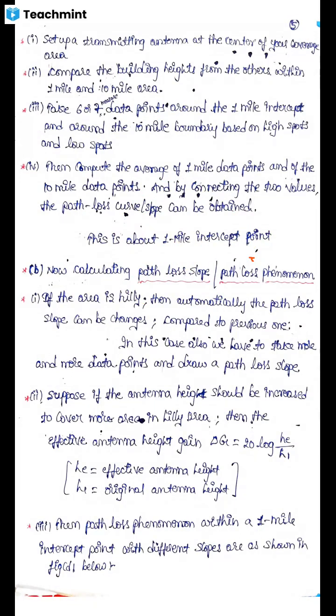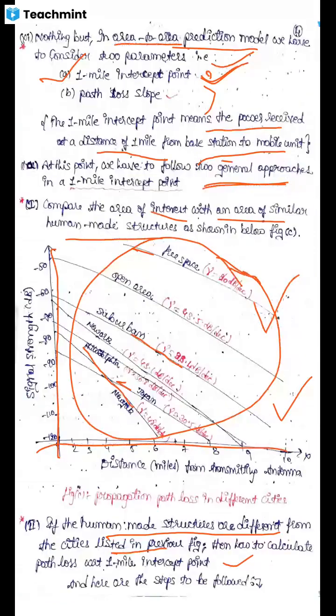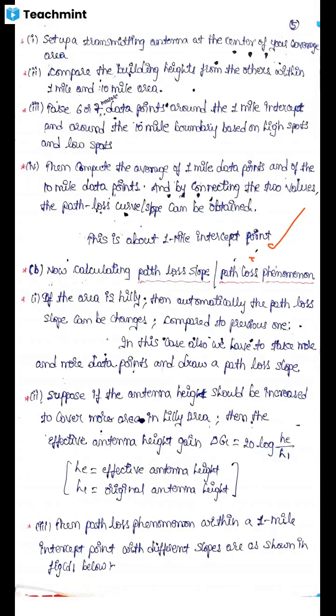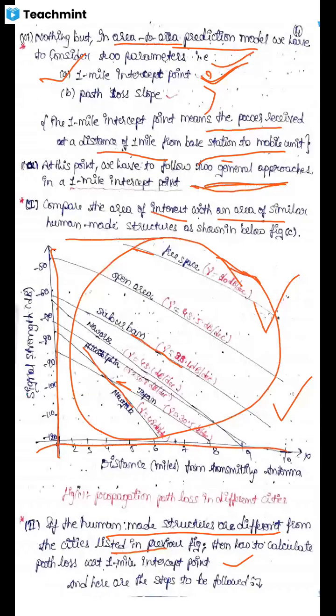This path loss curve represents how the signal strength is changing due to different human-made structures and natural terrain configurations. This is the second general approach. So here we have studied the two general approaches at the 1 mile intercept point. This is the study of the area-to-area prediction model, in which we studied the 1 mile intercept point.